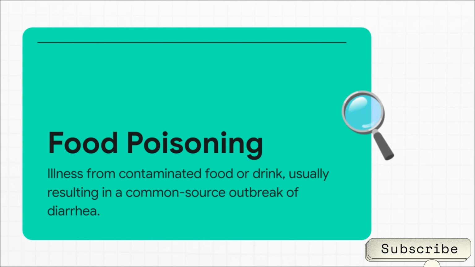So, what are we really talking about here? The definition is pretty straightforward, but the key phrase you've got to lock in is common source outbreak. See, it's not just one random person getting sick. It's a whole group of people who all ate or drank the same contaminated thing. That's the classic setup you'll see every time.